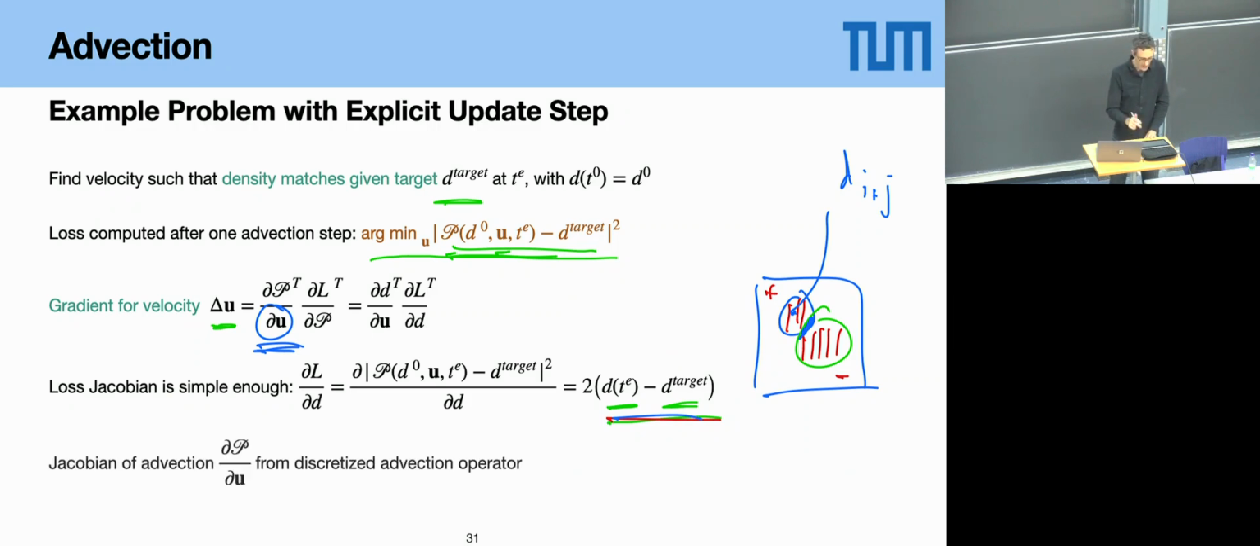So we now have the first bit, the Jacobian of the loss. Now we need the Jacobian of this advection operator, and that's a very good next step. But after all these Jacobians, I think it's also a good point for a quick break, unless there are questions. Yes?